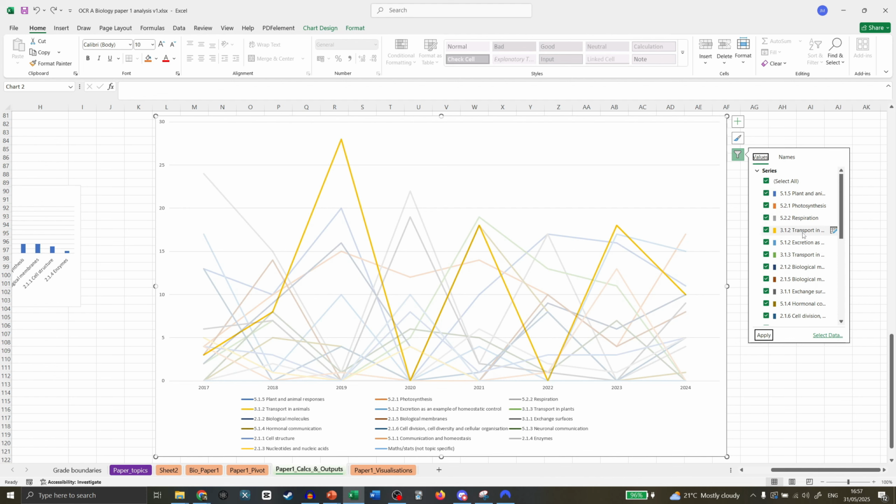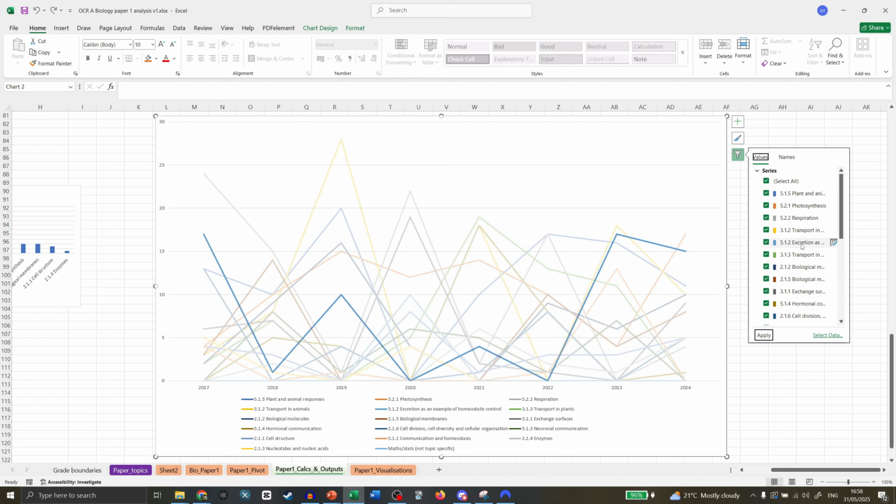What's this one? Transport in animals, right? I think this one is going to go up. I think this one's going to go up. But again, I'm just completely guessing. Looking at trends, it makes sense for it to go up because it goes up, down. But it didn't actually go down by that much. It didn't drop to 0. So again, this doesn't incorporate paper 3. So that's something to keep in mind.